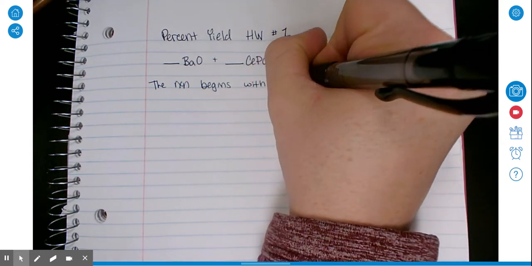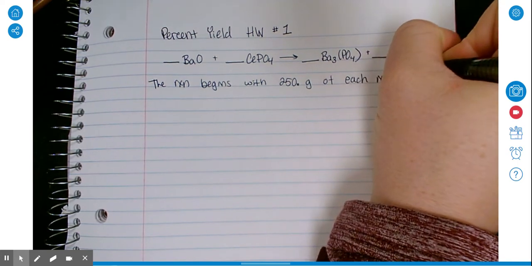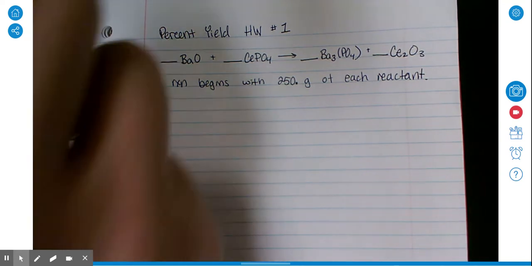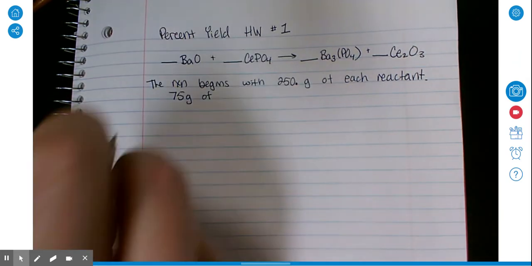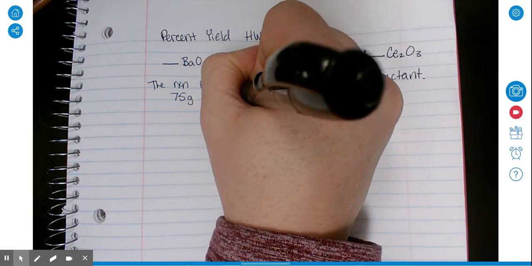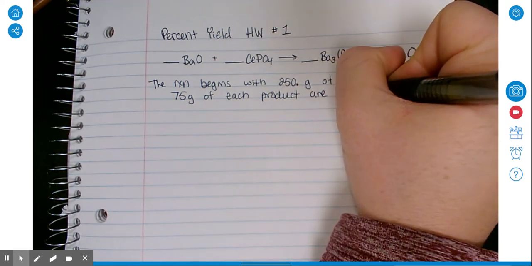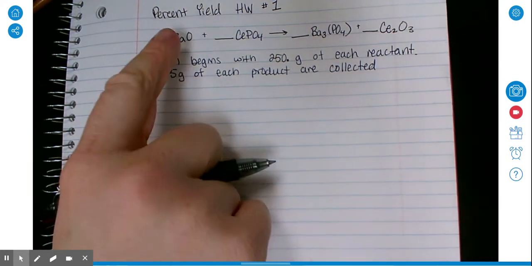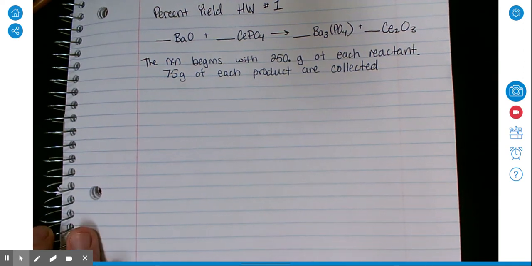with 250 grams of each reactant. At the conclusion of the lab, 75 grams of each product are collected. So I've got 2 initials and I've got 2 actuals. Set up the table. Same thing we've been doing.